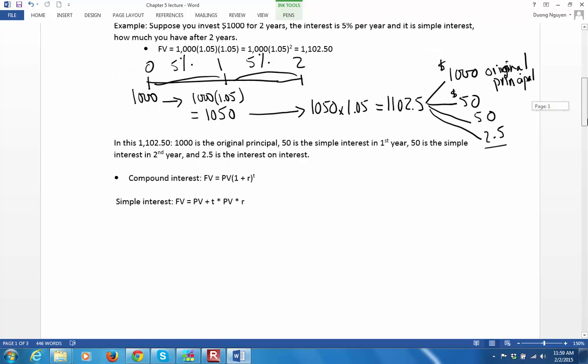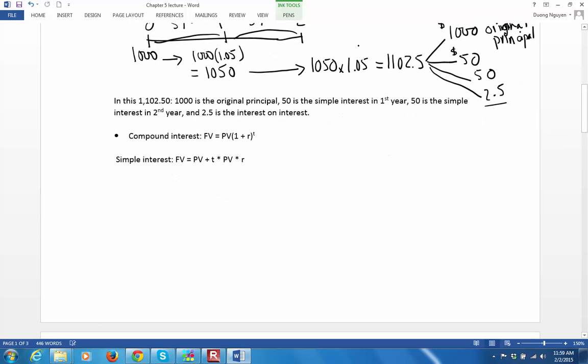From now on, here is a formula for you to calculate the future value. If the interest is compounded, the future value is equal to present value times 1 plus the interest rate raised to the power time. And if the interest is simple, the future value is equal to the original principal plus the simple interest for every year. So if you have t years times the original principal, which is the present value, times the interest rate for each year, this is the future value if the interest is simple.